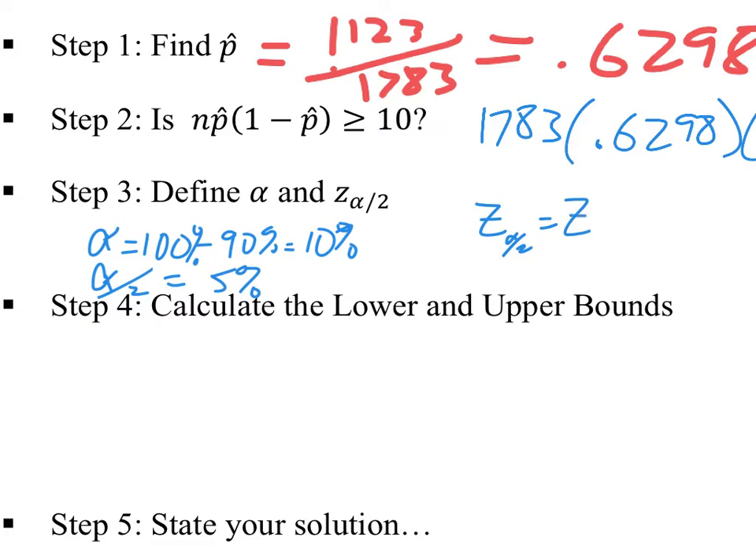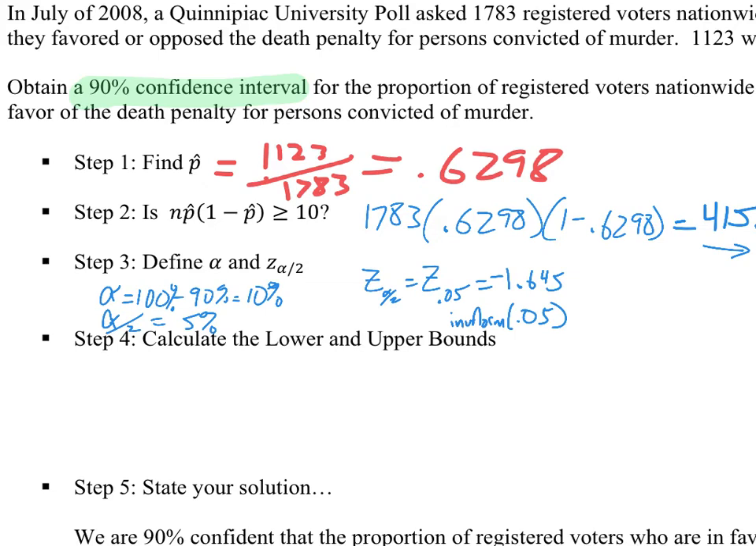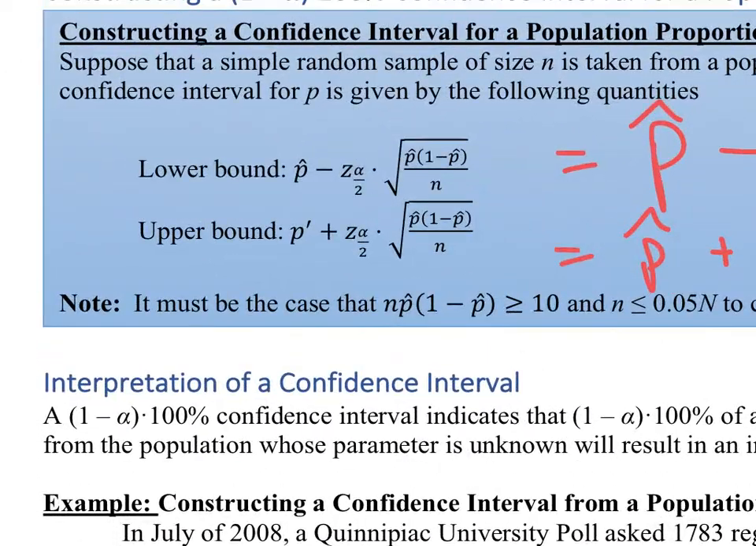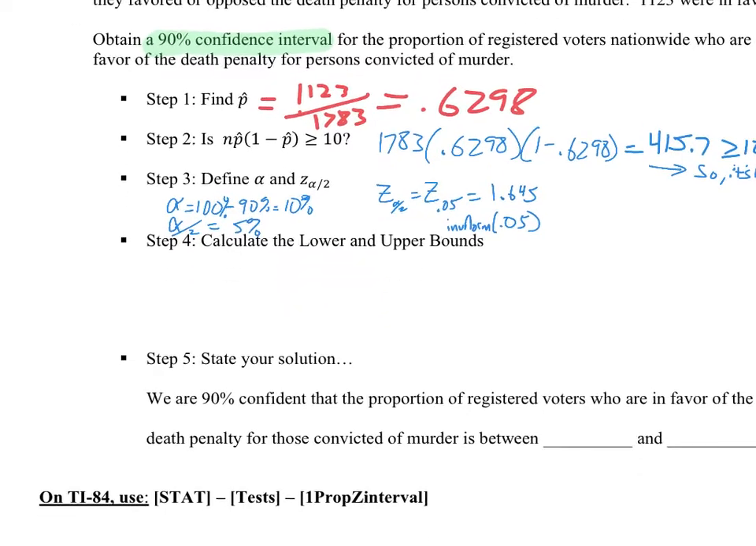That's just the z value for 0.05. We can look that up in our table, or we can use inverse norm of 0.05. We're going to get 1.645. There's a positive version and a negative version, but at this point we don't really care about the negative, so we can ignore it. Now we can calculate the lower and upper bounds using our formulas up here. Let's go ahead and calculate the standard deviation separately, because that formula will be less confusing if we do that.